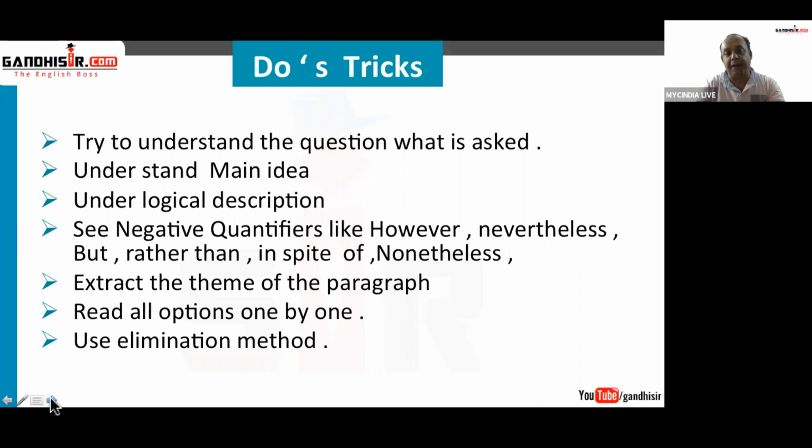Extract the theme of the paragraph. आपको पूरा extract करना है कि paragraph का theme क्या है, मीन्स उसके अंदर राइटर ने बार-बार किस बात की है। That is called extract the theme of the paragraph. Read all options one by one.